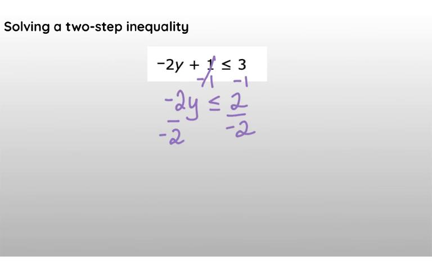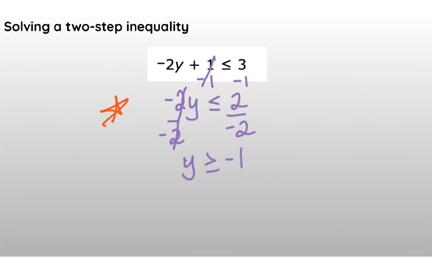In doing that, a bell should immediately go off in your head that I am dividing by a negative. So when I divide by a negative, yes, my negative 2's cancel out. I'm left with y, but instead of less than or equal to, I need to flip that sign to greater than or equal to. Then I have 2 divided by negative 2, which is negative 1.